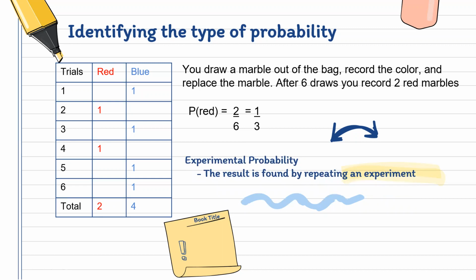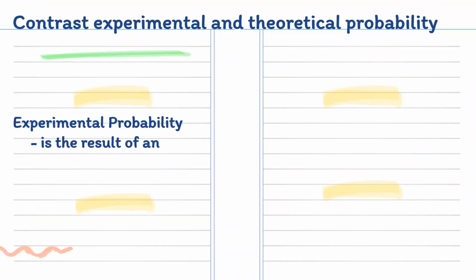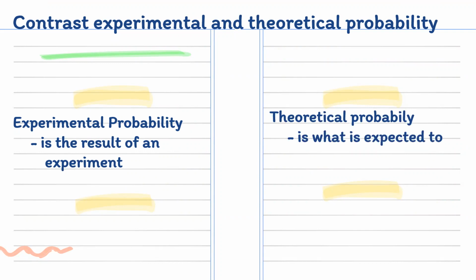So this one is the experimental probability. The result is found by repeating an experiment. Okay, you do it yourself. Next, contrast experimental and theoretical. So when we say experimental, it is the result of an experiment. Theoretical, it is what is expected to happen.